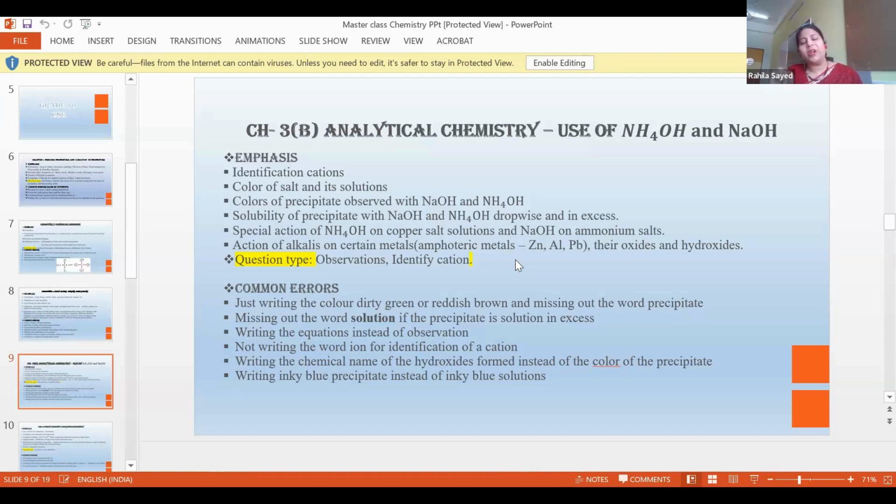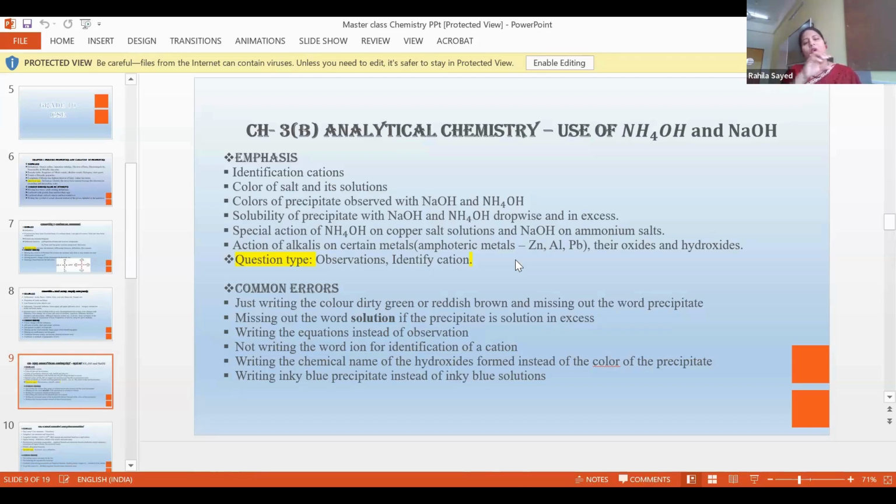Instead of precipitate, children tend to write residue. No, you will get it wrong. Residue is different. Misinterpretation of terms is not allowed. If it is a precipitate, it has to be mentioned as a precipitate. You cannot write residue or leftover. No, you cannot. It is remaining. You cannot write it that way.